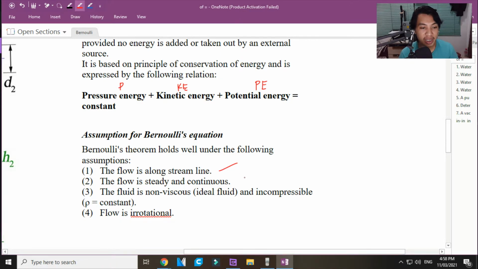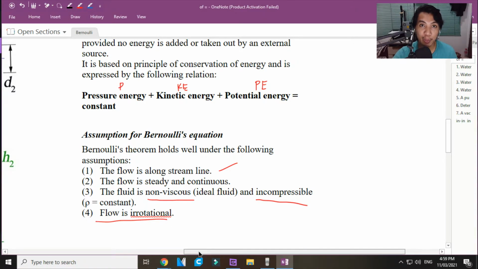Number 2, it is steady and continuous. No hampering or no external applied forces ang mag-iimpede ng flow. Number 3, the fluid is non-viscous. Ibig sabihin, kasi ang fluid kapag viscous, nagbabago-bago ng flow yan, depende sa kanyang viscosity, kinematic or dynamic or static viscosity. And incompressible. So mostly, we are talking about water, where density is constant. And flow is irrotational. Hindi nababago-bago. Okay? Iisa lang ang flow niyan.